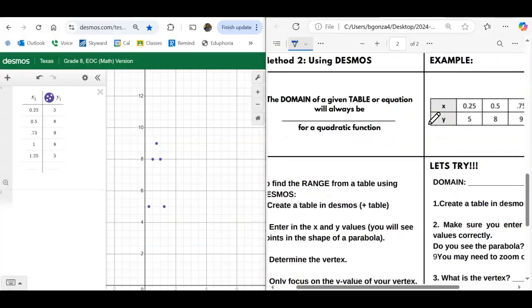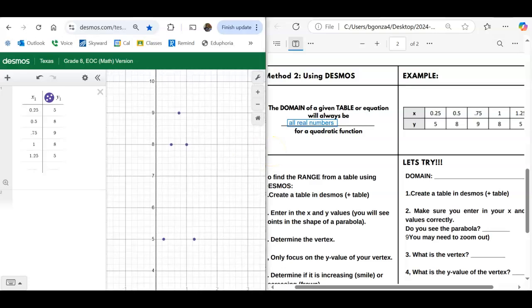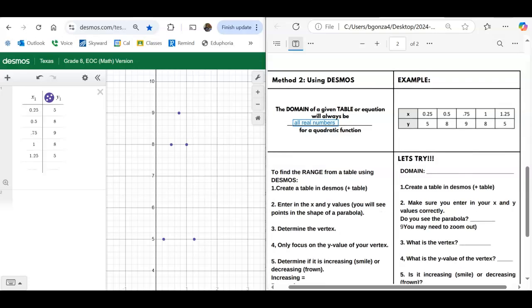On the back, fill in this first little piece right here. We know that the domain is always going to be all real numbers still, right? Now, you don't have to do Desmos. I'm going to do it for you right here. But I want y'all to see over here. You see this table? Okay, I already put it in.